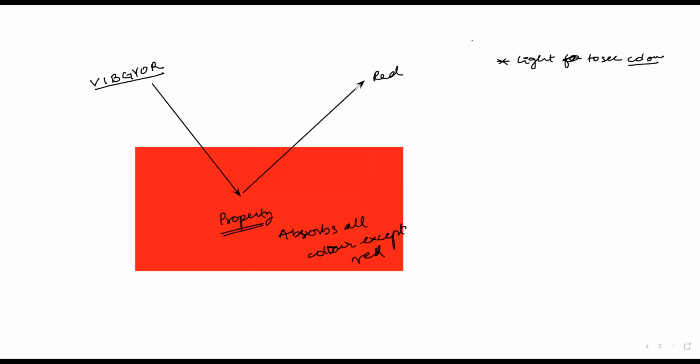So we see red. That is why we see red. Now, what is absorbing? What is this property? That property is the unpaired electron. Okay, unpaired electron.